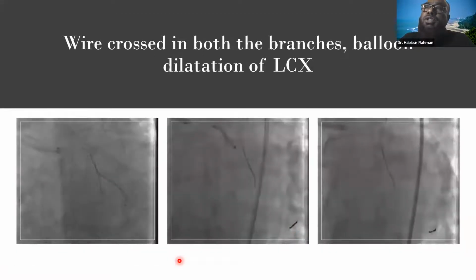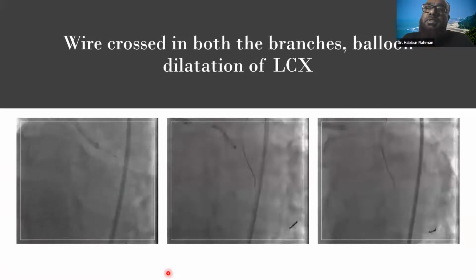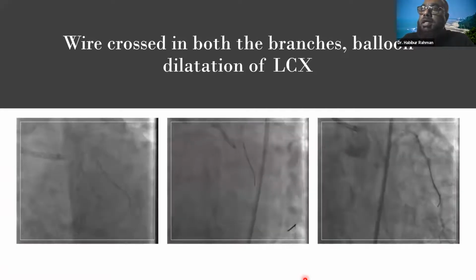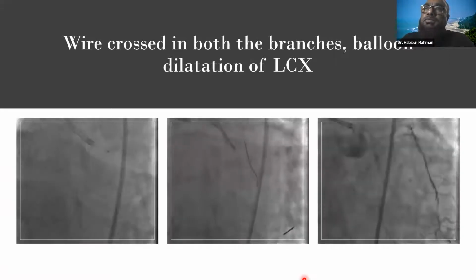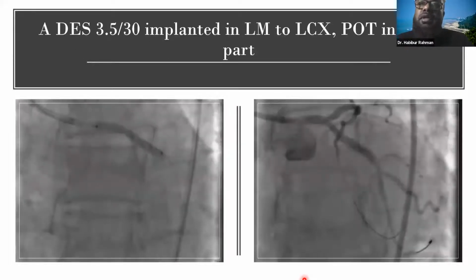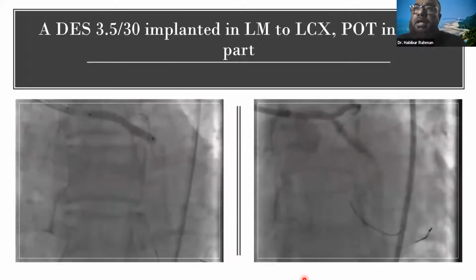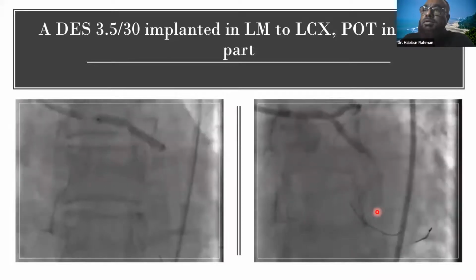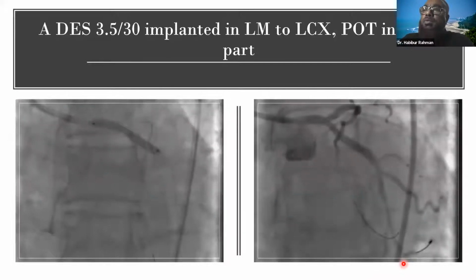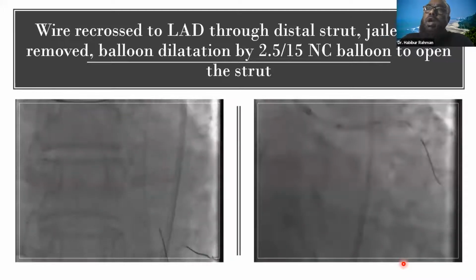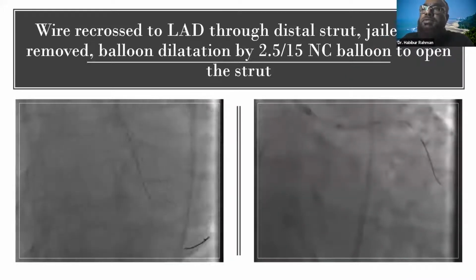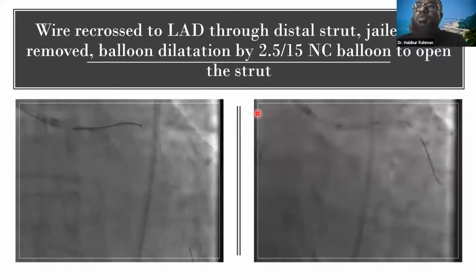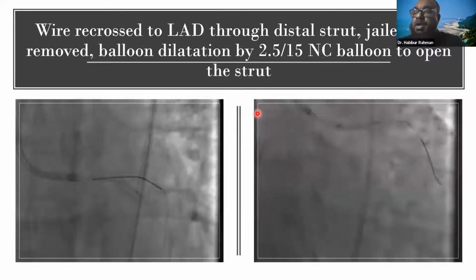So wire crossed in both branches and pre-dilatation in the LCX ensured. Now, a DES 3.5/30 implanted in the left main to LCX. After implanting, POT done with a shorter balloon, wire recrossed to LAD through the distal strut and jailing wire removed from the LCX, and balloon dilatation by 2.5/50 NC balloon to open up the strut.